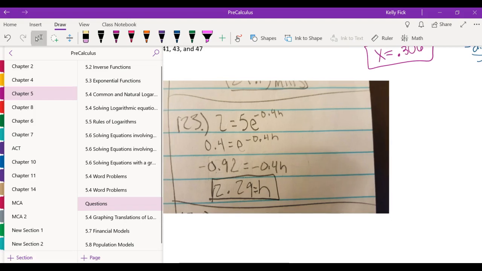Next, this is 123. I'm not sure what the original problem states, but all the work here is correct. Okay. You get 2 equals 5e to the negative 0.4h. You would divide each side by 5, which is where this 0.4 came from. Then you have e to the negative 0.4h. You would natural log each side then. So this side cancels, which is where you get the negative 0.92 equals negative 0.4h. And you would divide by negative 0.4 to get 2.29 is h.